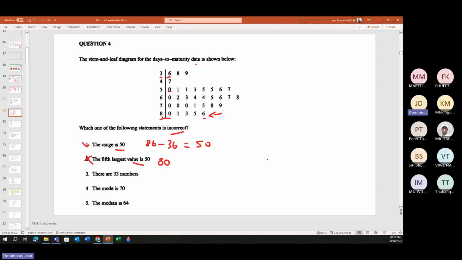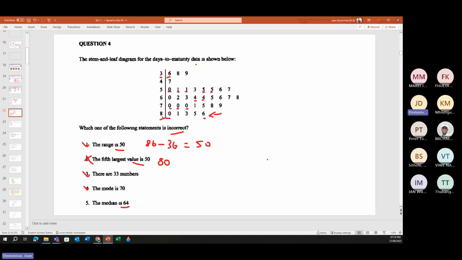There are 33 numbers, so that will be correct. The mode, one that happens the most. So let's see, 51 is twice, 55 is twice, 64 is twice, 70 is 3 times, so 70 is your mode, and your median, the one in the middle.